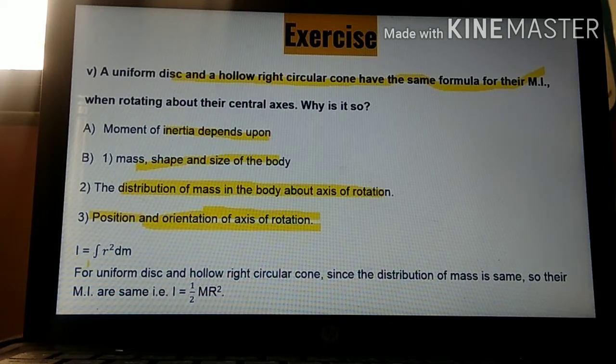Moment of inertia's formula is what? I is equal to integration of r square dm. For a uniform disc and a hollow right circular cone, the distribution of the masses is the same in both cases. As the distribution of masses is the same, the moment of inertia is also the same. So I's formula is what? Half m r square.